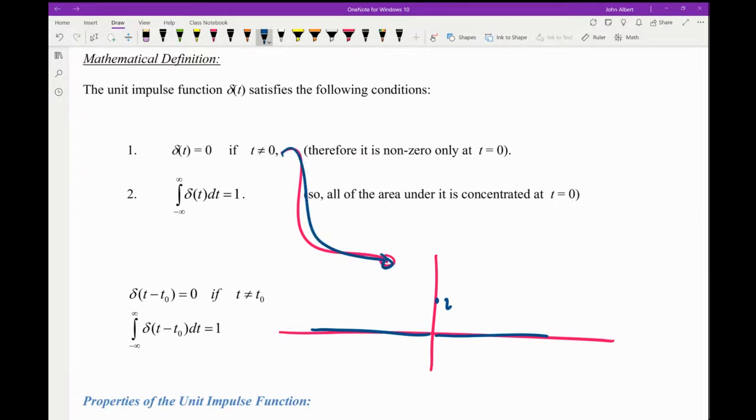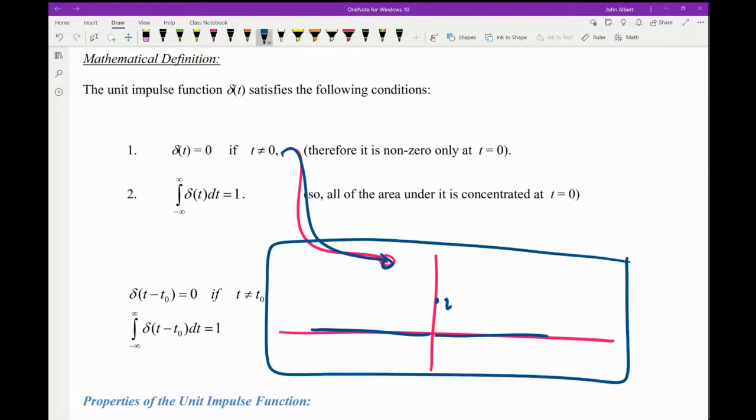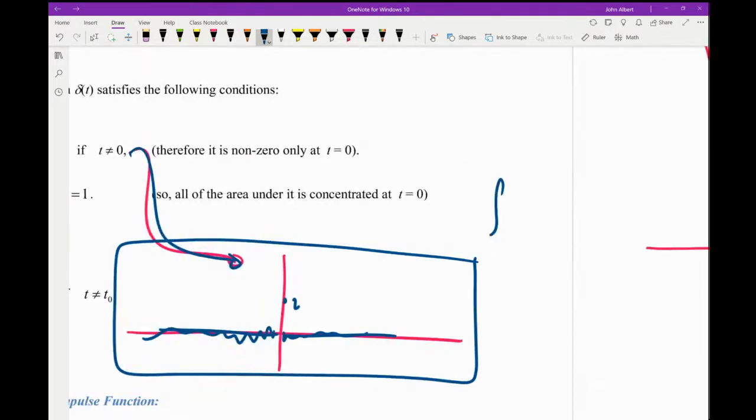If you integrate this one, by the way, from minus infinity to infinity, how much do you get? Anybody knows? If you integrate this signal from minus infinity to infinity, the area here is 0, the area there is 0. So I'm integrating something like this, the integration from 0 to 0 of 2 dt. How much is this equal to? Yeah, 0, absolutely. Okay. So clearly this is not the impulse function.